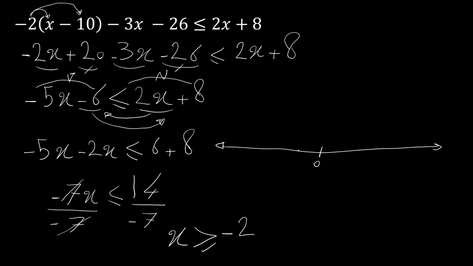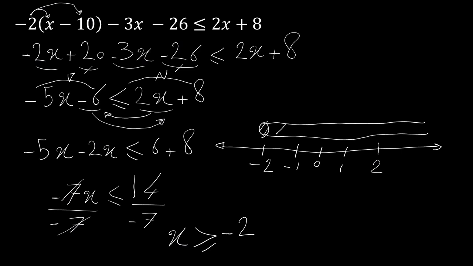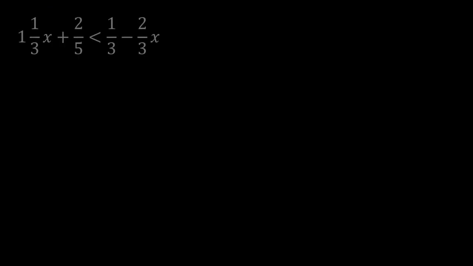This is 0, -1, -2, 1, 2. Because we have an equal sign here, the circle must be filled. It is greater than -2. So this is going to be the answer.